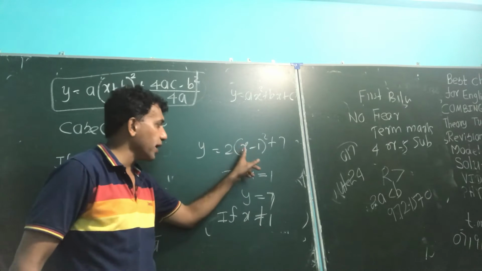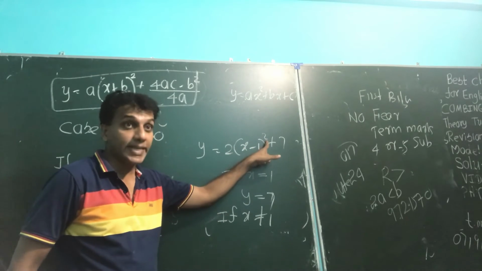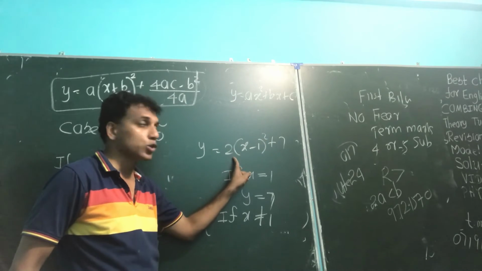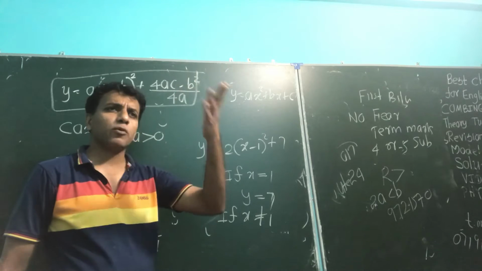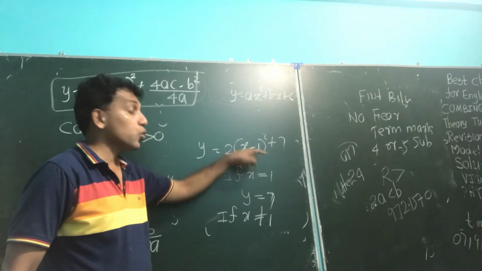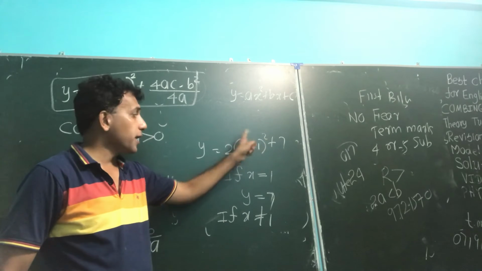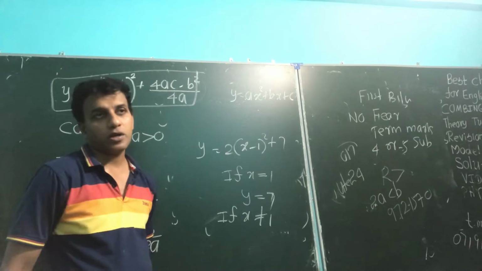Put x as 5. 5 minus 1 is 4, squared is 16. 16 doubled is 32, plus 7 is 39. Now put x as minus 3. Minus 3 minus 1 is minus 4, squared is 16, doubled is 32, plus 7 is 39. Okay, is that 25?